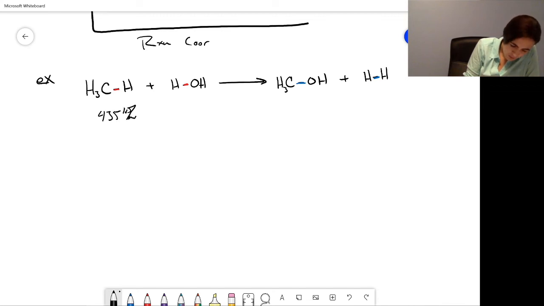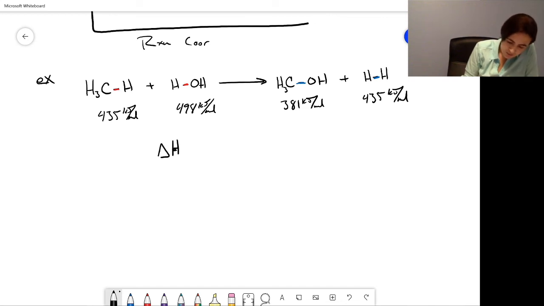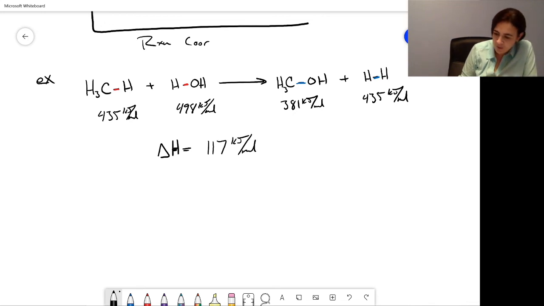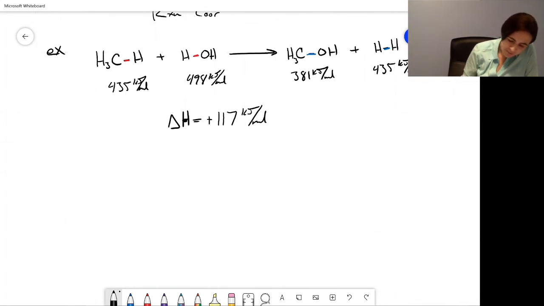435 kilojoules per mole, 498 kilojoules per mole, 381 kilojoules per mole. I know this is exciting. 435 kilojoules per mole. So we get that delta H is 117 kilojoules per mole. All right, so notice that in this case, this is a positive number.